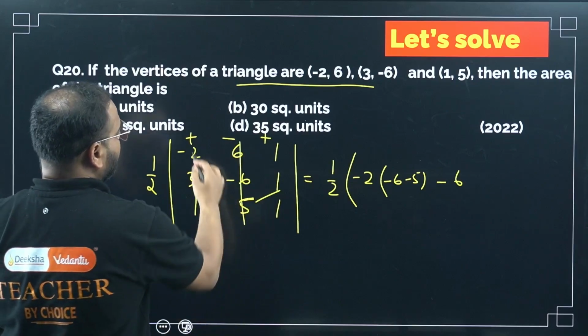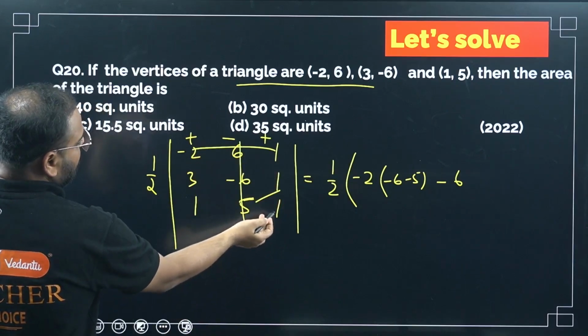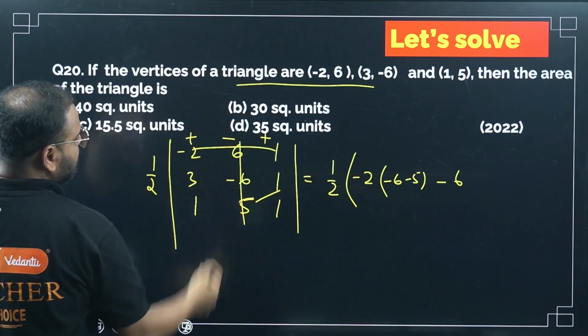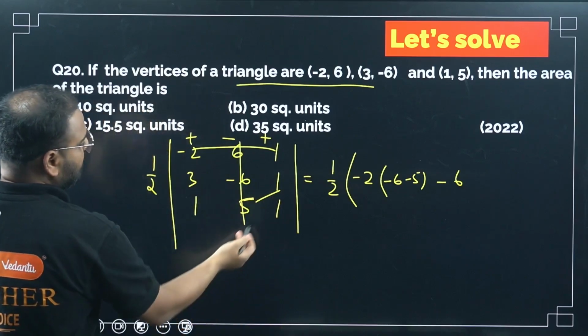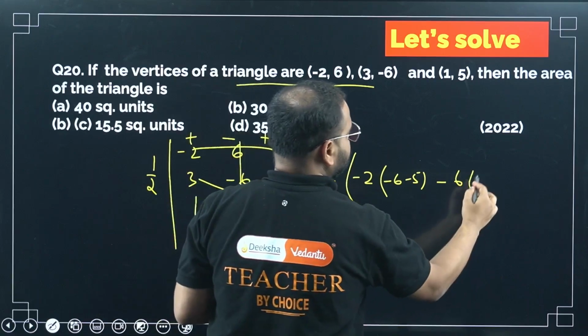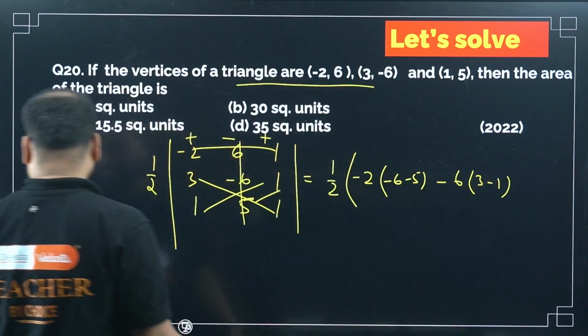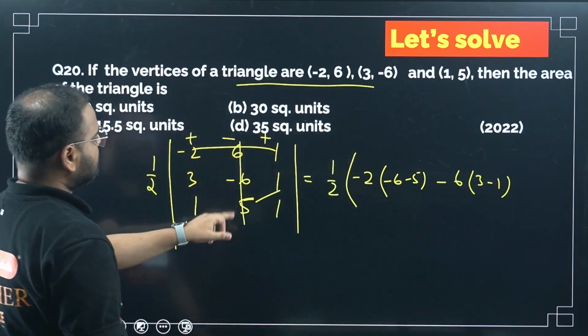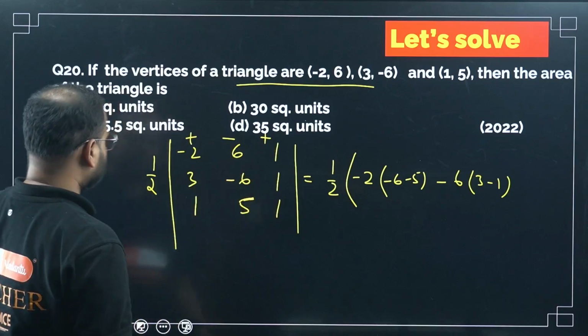I will have this gone. So it will be 3 minus 1. Please check here. It will be 3, this 3 minus 1. Okay, erase this.